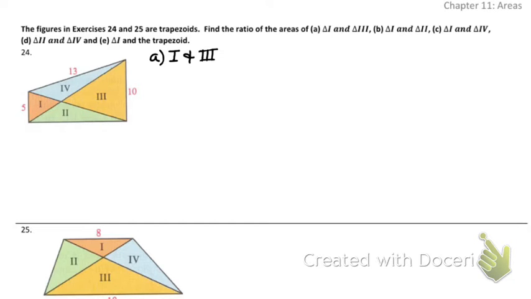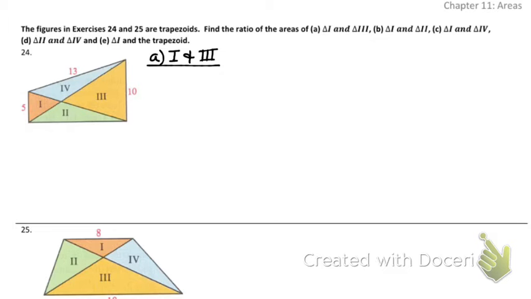3. Now, we only have 3 ways to compare areas. One is if they're similar, we find a scale factor and square it. If they have the same base, we compare the heights. If they have the same height, we compare the bases. Well, if I look at 1 and 3, look how far away they are. We don't know the heights, we don't know the bases, so we're not going to do heights and bases.